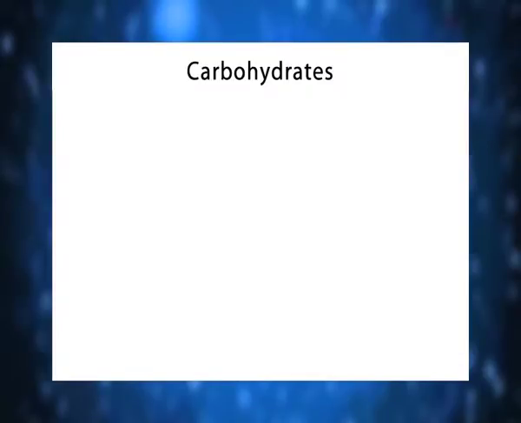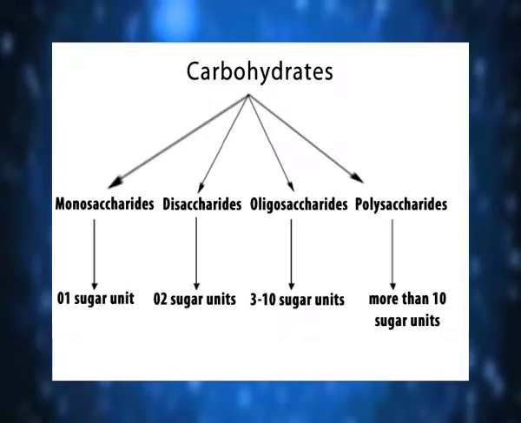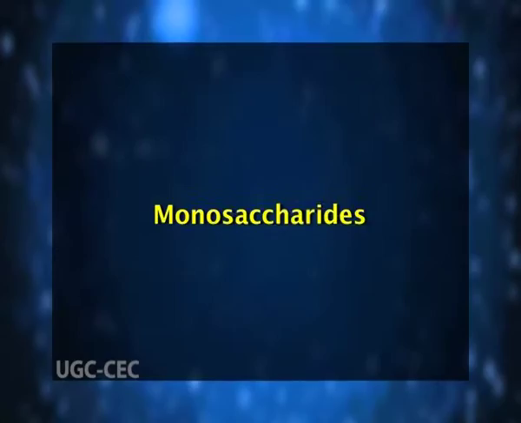Major classes of carbohydrates: monosaccharides, disaccharides, oligosaccharides and polysaccharides. Monosaccharides are single sugar unit molecules, while the disaccharides contain 2 sugar units. Oligosaccharides contain 3 to 10 sugar units and polysaccharides contain more than 10 units. Coming to the first class of carbohydrates, monosaccharides.